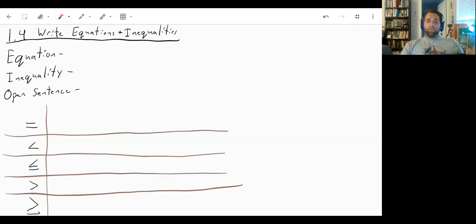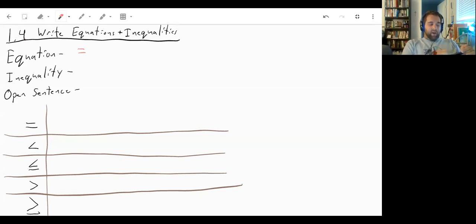Welcome to 1.4, Writing Equations and Inequalities. Like I mentioned in an earlier chapter, an equation is just an algebraic expression that needs an equal sign in it. In contrast, an inequality has that algebraic expression piece, but in this case, it's going to say that something is generally not equal. Something is greater than something else or less than something else.